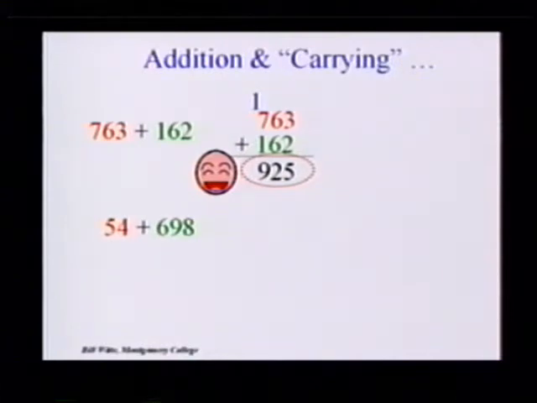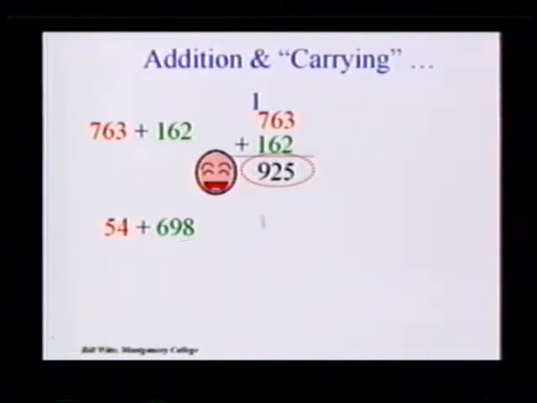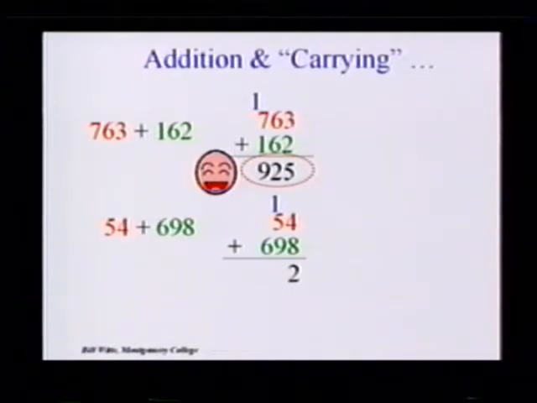If you have a different number of digits, we're still going to line up those digits, the ones with the ones, the tens with the tens, etc. Now, 4 and 8 make more than 10. That's 12. So I'll put the 2 and carry the 1, not a problem. Now here we go. 1, 5, and 9 make 15.